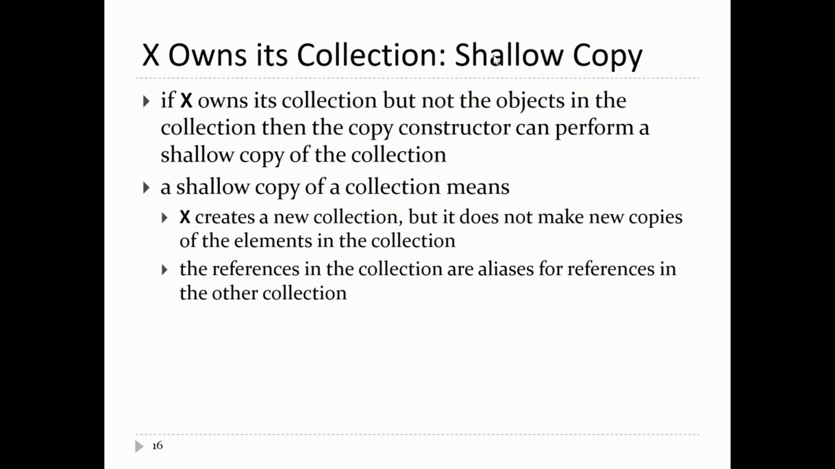So a shallow copy of a collection occurs when you make a new collection, but the elements inside that new collection are the same elements that are in the copied collection. So you copy the collection, but you don't make separate copies of the individual elements. And so what does that mean? It means that the references the collection is holding are aliases to references in the other collection. In other words, they're just the same elements that are in the other collection. And by same, I don't mean equals. I mean they're the same elements. They refer to the same elements.